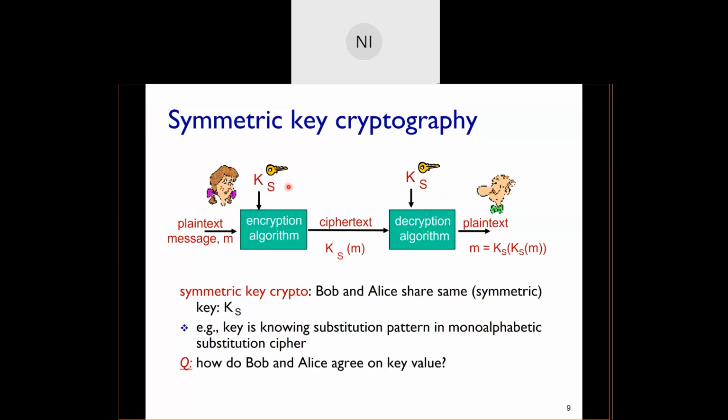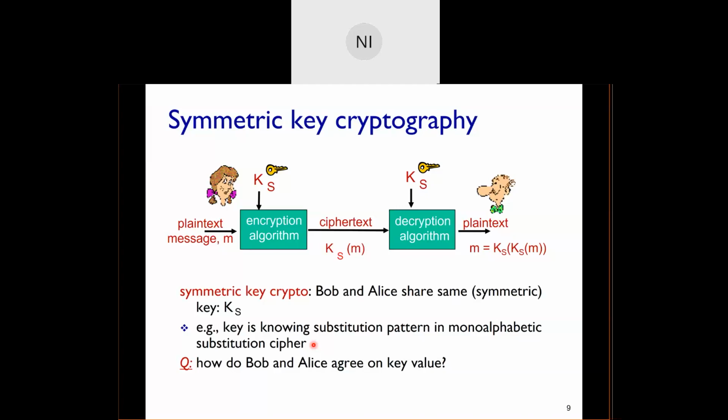So the key that you use to lock the room is the same as the key that you use to unlock the room. That is the kind of thing. That is called a symmetric key because there is only one key. And here the key is knowing the substitution pattern, in the case of the monoalphabetic substitution cipher that we discussed earlier.